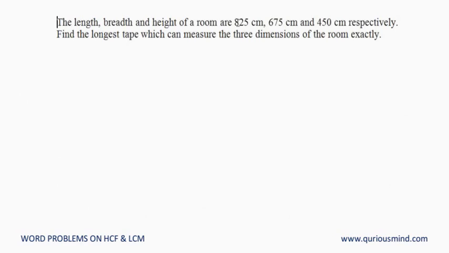The length, breadth and height of a room are 825 cm, 675 cm and 450 cm respectively. Find the longest tape which can measure the three dimensions of the room exactly.